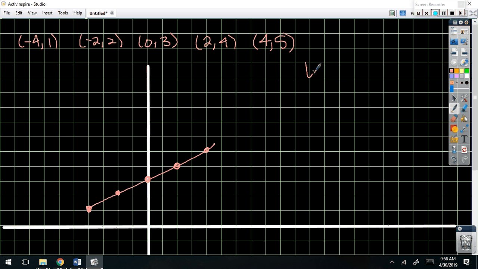If all the y's are like that, 1, 2, 3, 4, 5, is it always going to be linear? No, depending on the x's. If the x's are increasing at the same interval, then yes. See how the x's are going up by 2 each time? And if the y's are going up by the same amount, yes. But you'd have to look at that to make sure, because if it was negative 4, 1, but then 0, 2, and then 8, 3, then no, not necessarily. It's because the x's are increasing at the same interval too.